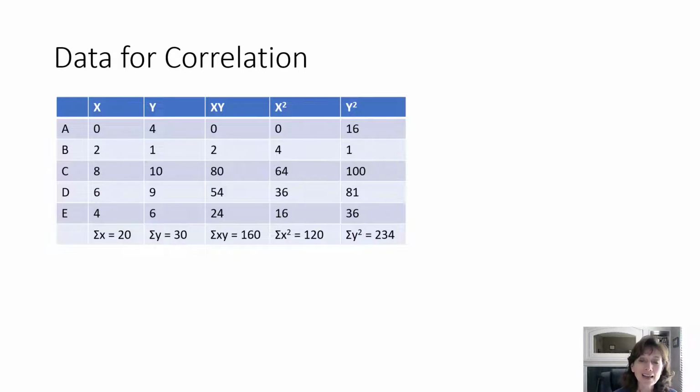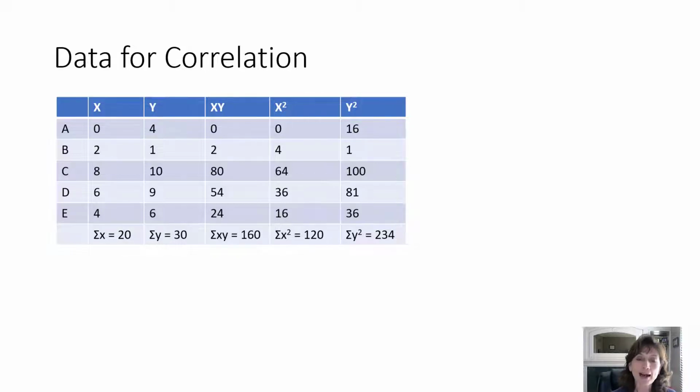Then finally, the last column, Y squared, it's the same exact thing, except instead of using X's, I'm using Y's. I just take each of those Y's in the Y column, I square them, and then I sum those squared Y scores. And that's what sigma Y squared is. It's just the sum of those squared Y scores. So 16 plus 1 plus 100 plus 81 plus 36 gives me 234.